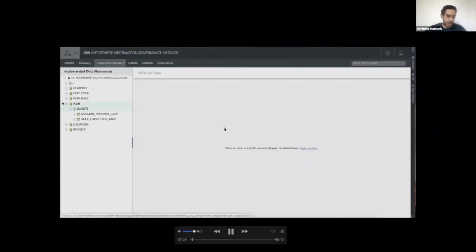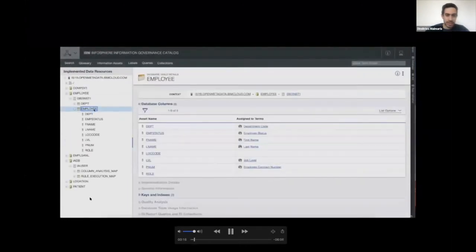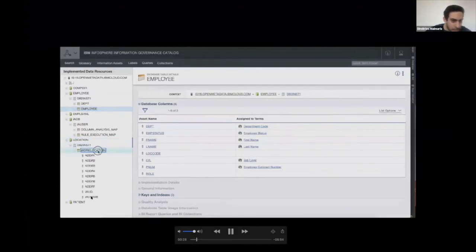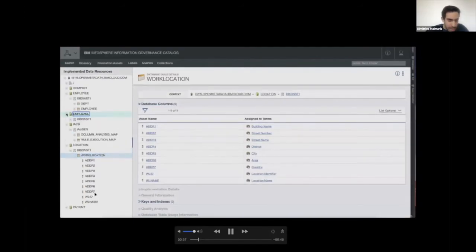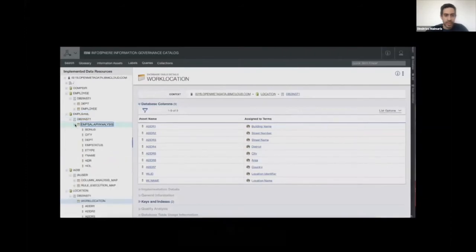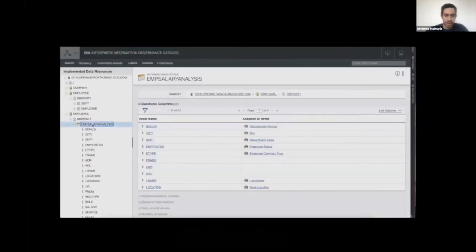So for example, here you see on IGC, we have different databases. For example, now we have an employee table that has different columns, and you can see that it has assigned terms to it. You can see we have a lot of databases. So this is employee. We have a location database that will contain the work location table. So the tables that are shown now are being used for a job that we will showcase. So we have two tables here, and we'll have another one, employee salary analysis, which is actually the combination of the two tables, employee and work location.